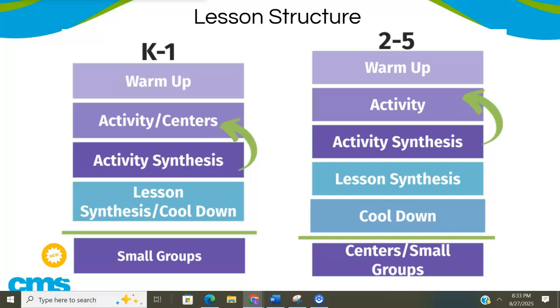CMS instructional tenets allow for an additional 30 minutes to conduct small group instruction. Kindergarten and 1st grade introduce centers throughout the lesson activities, whereas 2nd through 5th grade centers happen after core instruction.